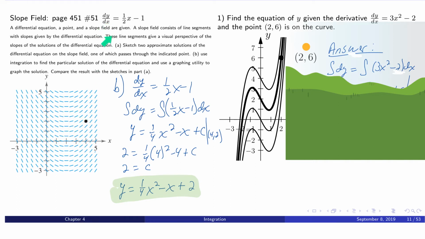The solution for y is going to be the function that creates a continuous line that has these slopes. So the process is: sketch two approximate solutions on the slope field, one of which passes through the indicated point, and then use integration to find the particular solution to the differential equation and use a graphing calculator to graph the solution. So to tackle part A, sketch two approximate solutions of the differential equation.